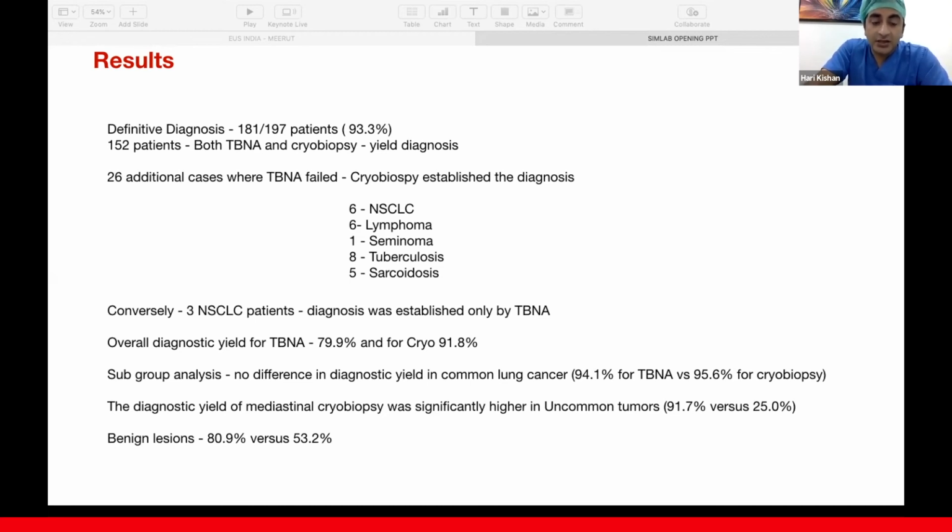But the diagnostic yield of mediastinal cryobiopsy was significantly higher in uncommon tumors, as mentioned above, which was 91.7% compared to the other procedure. And it also showed better results in some benign lesions where the diagnostic yield was 80% for the cryobiopsy through the EBUS scope, and then it was 53.2% for conventional EBUS TBNA.